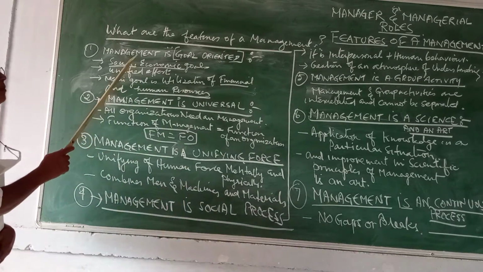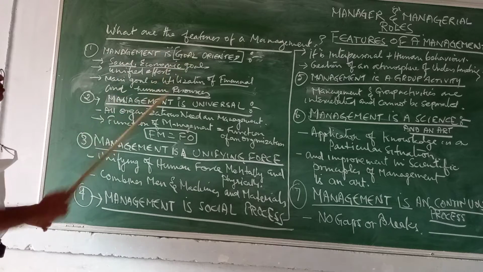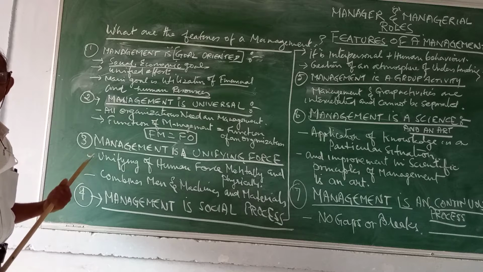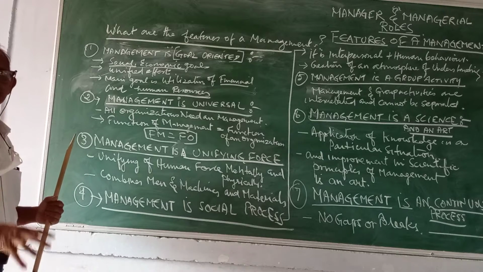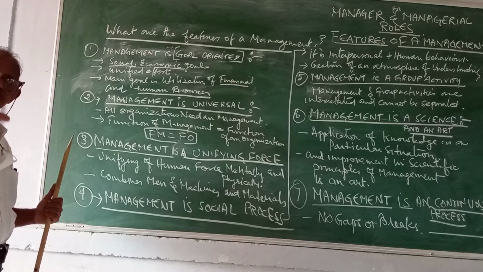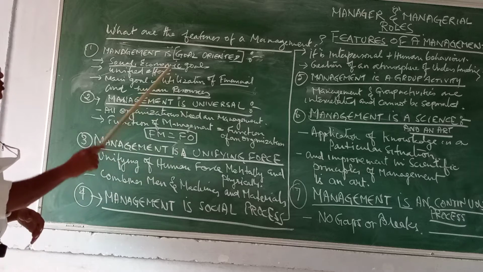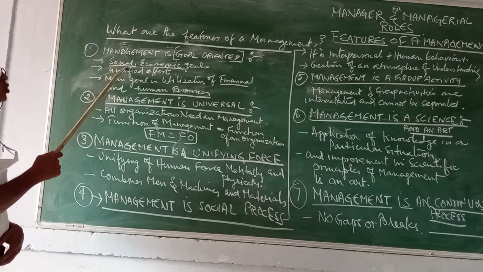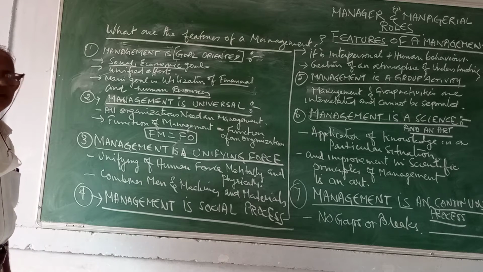So, the first feature of management is that a management should be goal oriented. It should have a goal, and it should always be goal oriented. It should always approach everything by setting up a goal. And so, what could be the goals? The goals could be social goals and economic goals.